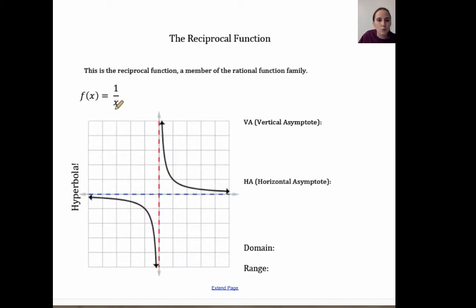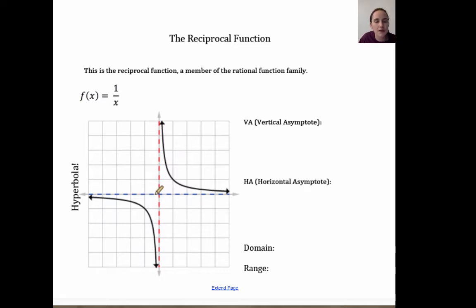Now if I plug in 1, 1 over 1 is 1. So right here. If I plug in any values between 0 and 1, then I will get whatever that value is. So if I plug in 1/2, well, 1 divided by 1/2, that's the same as 1 times 2, which would be 2. So at 1/2, I should be up at 2.